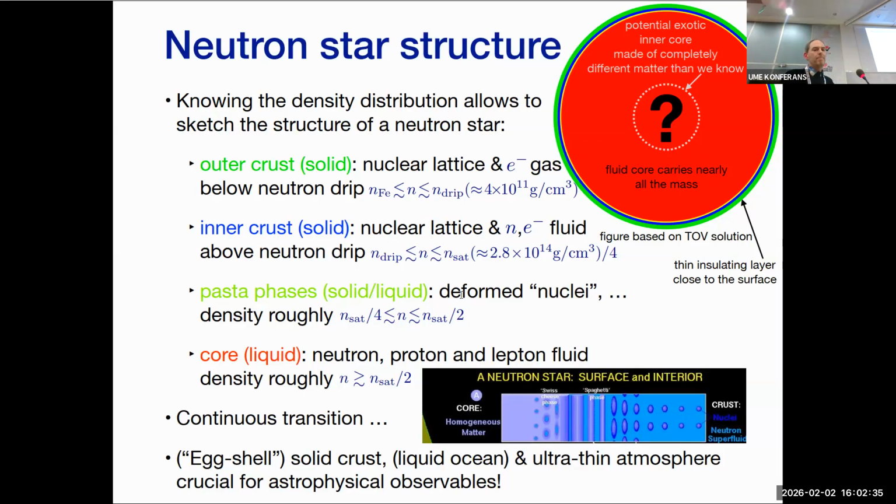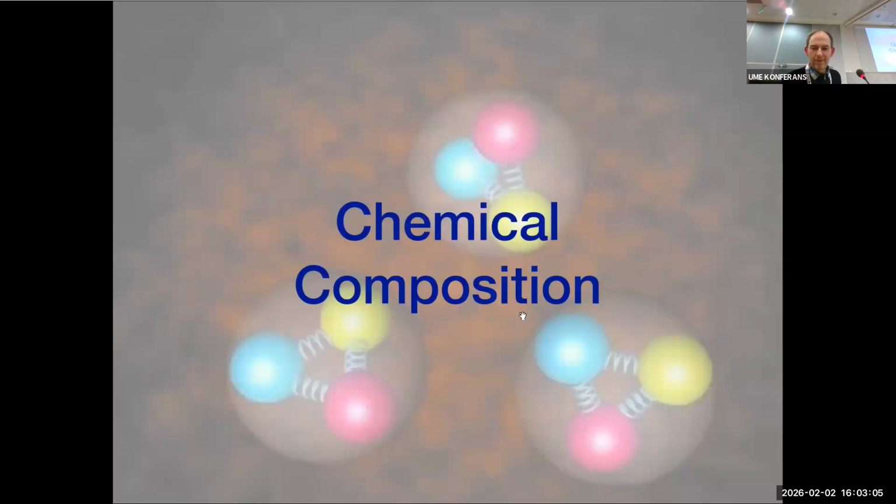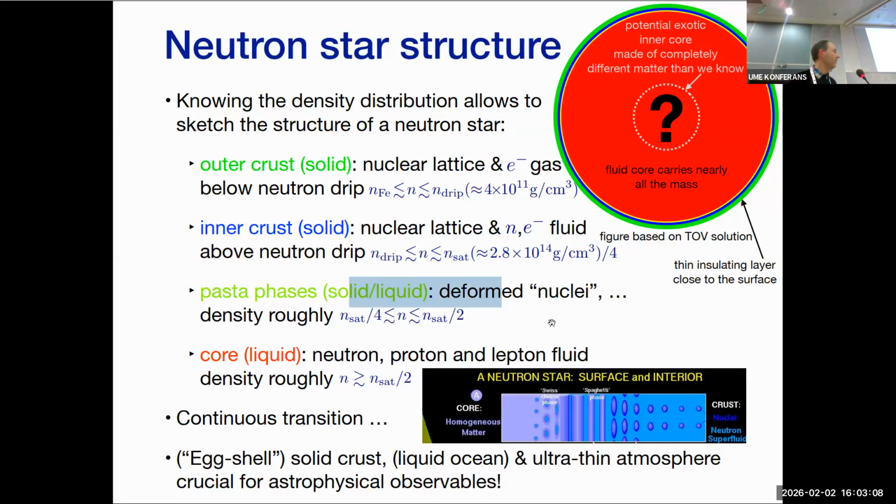If you go even further in, the density gets so big that you get gigantically big atomic nuclei, and you have a competition between the repulsive electric forces and the surface tension of these nuclei. The preferred state is then that they're not even spherically symmetric anymore, but they start deforming. And these are called pasta phases. They then continue maybe until half nuclear saturation density. And everything inside, that's what we call the core of the neutron star, and that's a liquid.